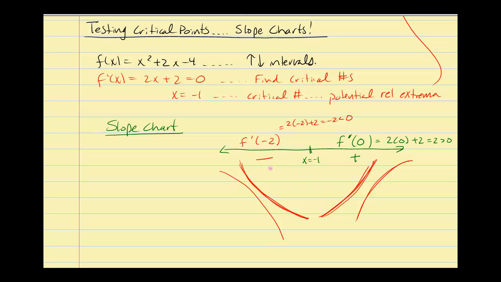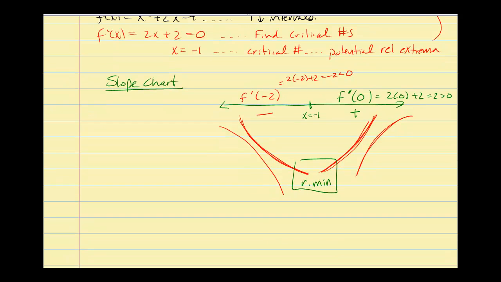Because I have this change between negative and positive, this point right here is a relative min. So because my slope chart tells me a lot of different things, let's go ahead and summarize what we have here. My slope chart says I have a relative min at -1, and I'll find my y value here in a second. It says that my graph is increasing on the interval from -1 to positive infinity, and it's decreasing on the interval from negative infinity to -1.